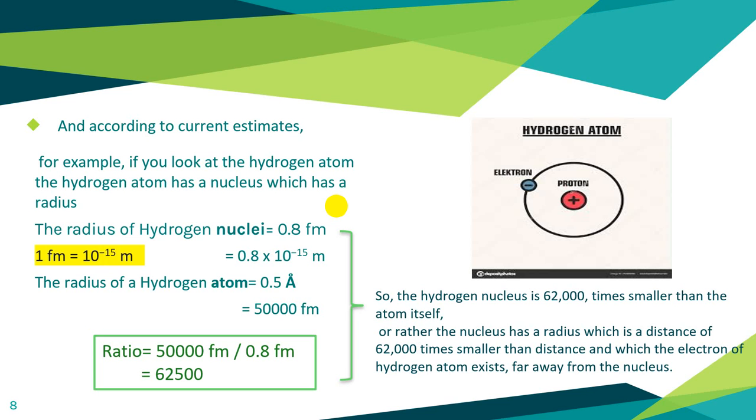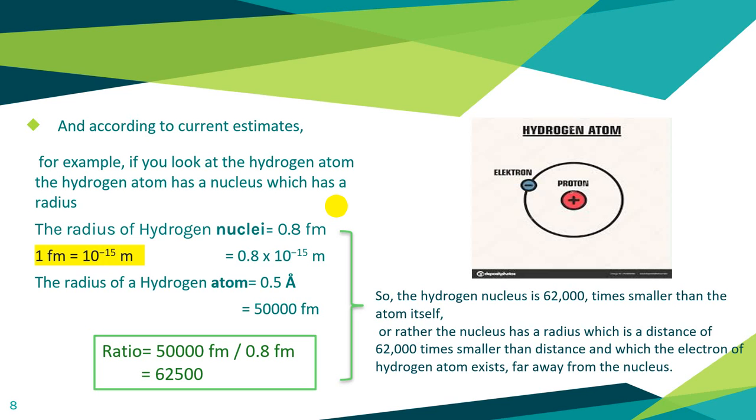So let's make a comparison between the size of the nucleus and the size of the atom itself, and see how big the atom really is compared to the nucleus, or how small the nucleus really is compared to the atom. The hydrogen atom has a size of around 0.5 angstrom. A femtometer is 10 to the minus 15 meters, and an angstrom is 10 to the minus 10 meters. So if I convert it, it becomes 50,000 femtometers.